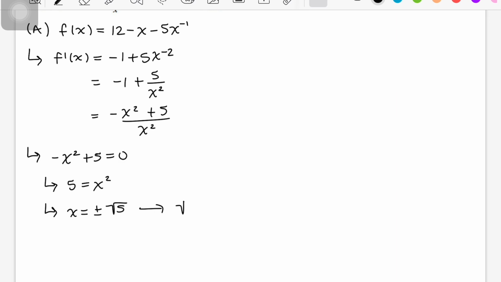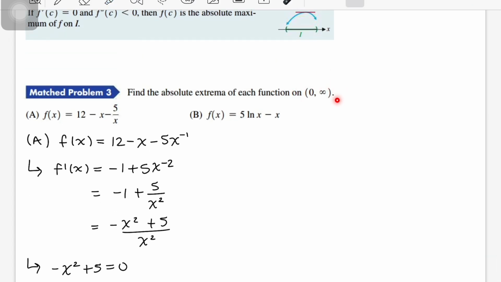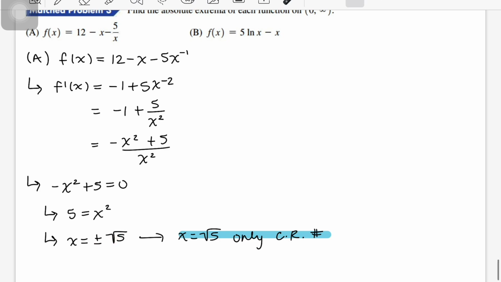However, this guy is going to be our only critical number, since we said that each function was defined on this interval here. So minus square root 5 is not in that interval.